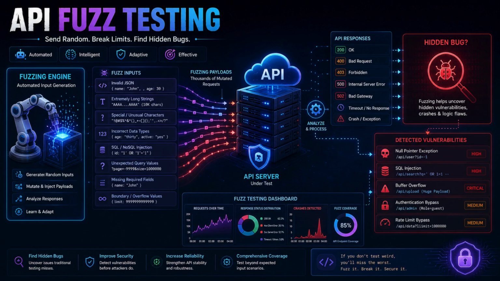Ninth is fuzz testing. Fuzz testing sends unexpected, malformed, or random inputs to an API to discover hidden bugs and vulnerabilities. Examples include invalid JSON, extremely long strings, unexpected characters, and incorrect data types. The goal is to see whether the API crashes, behaves unexpectedly, or exposes security problems.